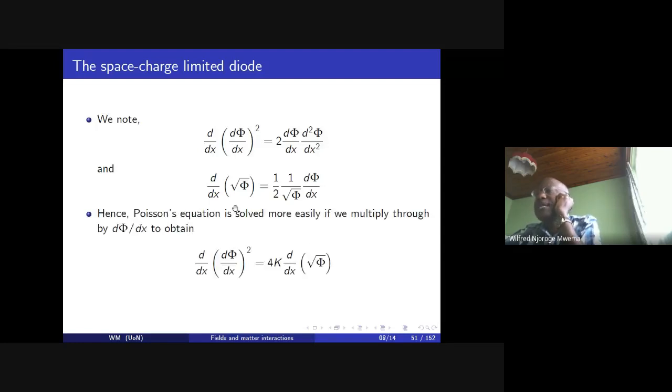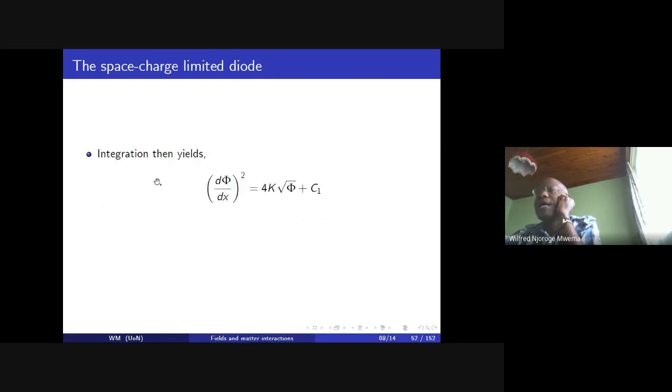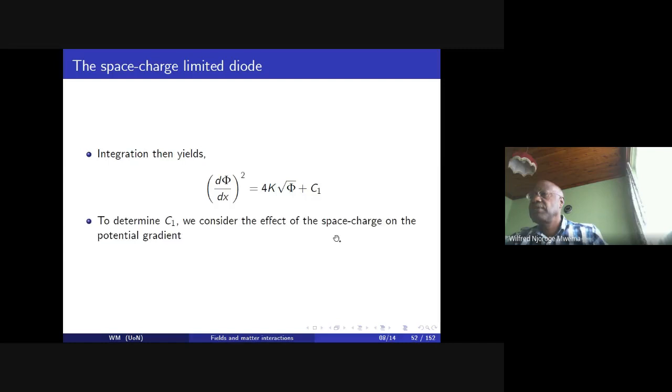So Poisson's equation will be solved more easily when we multiply it through by the term d phi/dx, and we get d/dx of (d phi/dx) all squared equal to 4k d/dx of the root of phi. And when we integrate, we therefore get that (d phi/dx) squared is given by 4k times the square root of phi plus a constant of integration, C1.